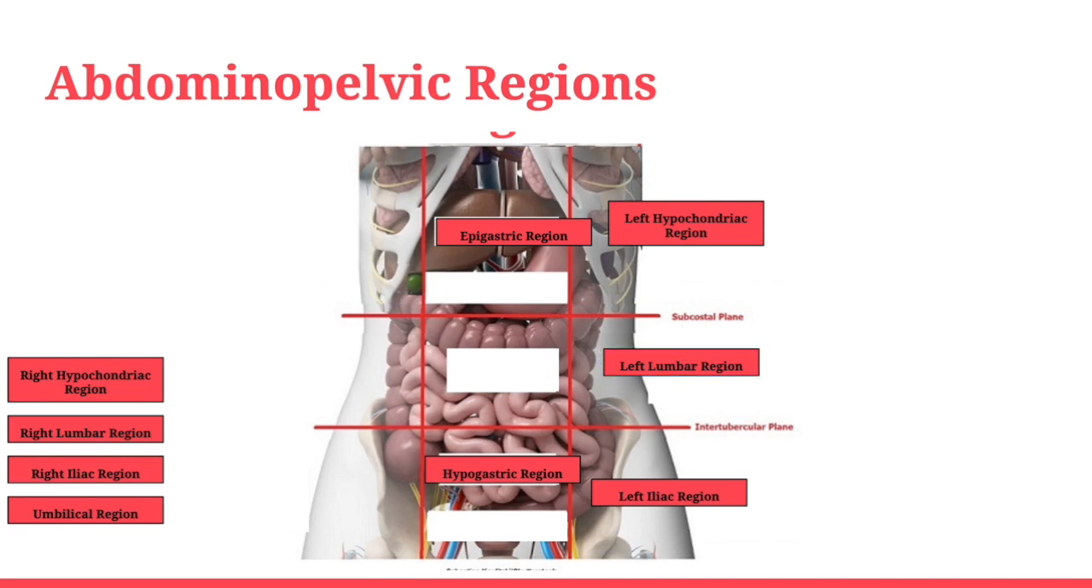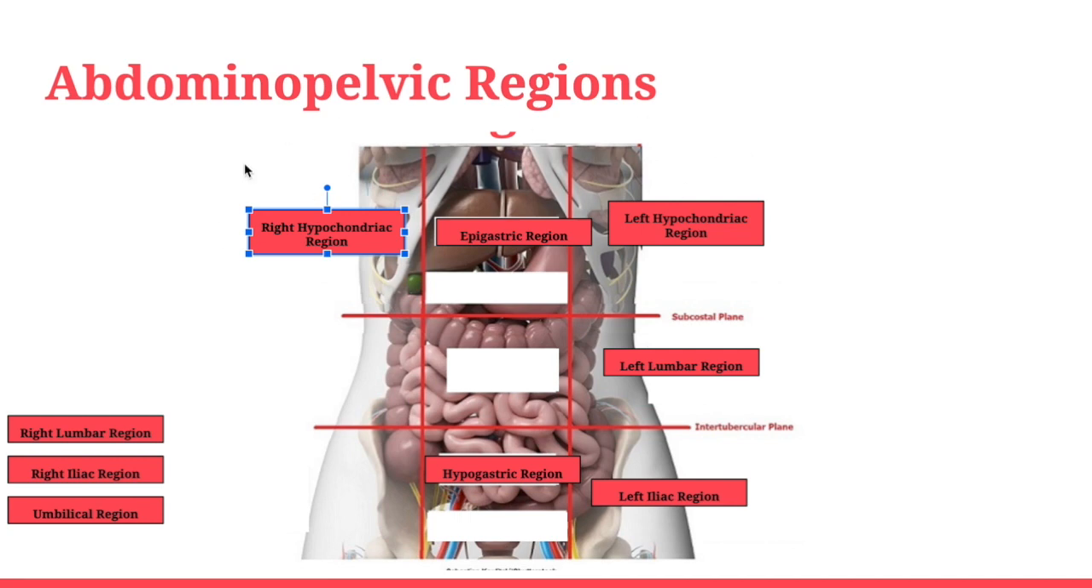Next, we have the right hypochondriac region. These are just all across from the left. It's just on the right side instead. So this part should be easy once we have those. But again, hypochondriac refers to below the ribs.